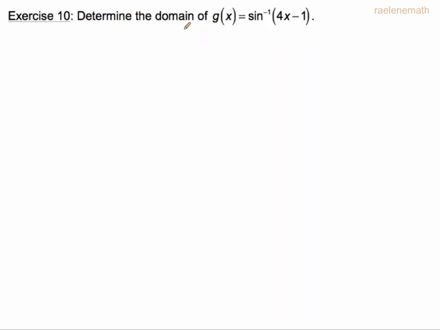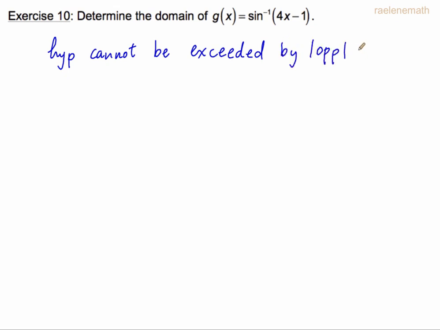We want to determine the domain of g of x equal to sine inverse of 4x minus 1. So we know that the hypotenuse cannot be exceeded. So I'm going to leave it in words like that. But it can't be exceeded in magnitude by the opposite or the adjacent. So I'll write: in magnitude by opposite or absolute value of adjacent.